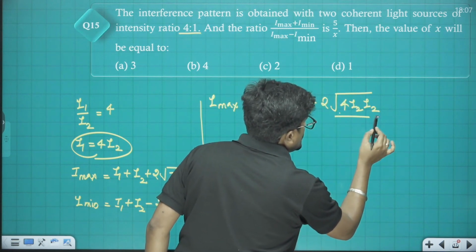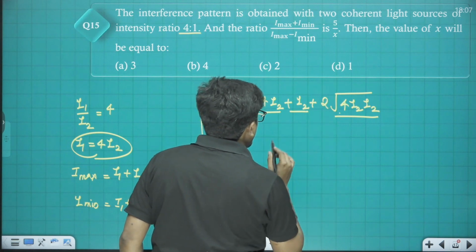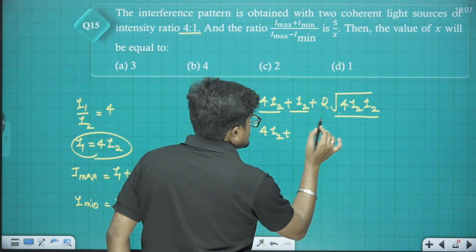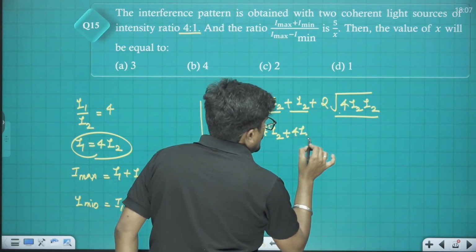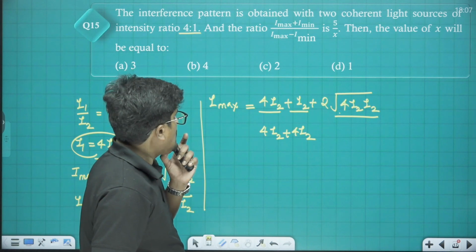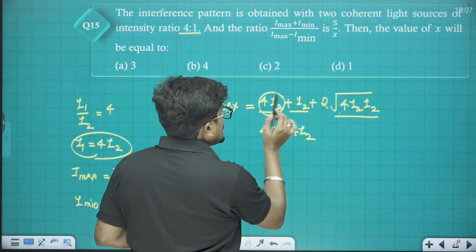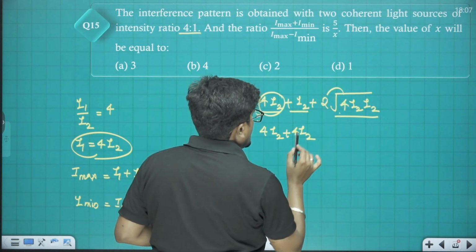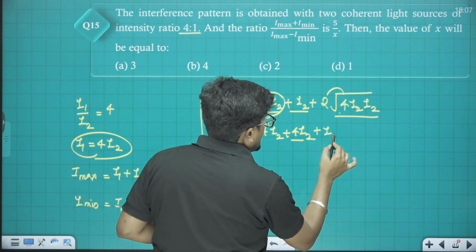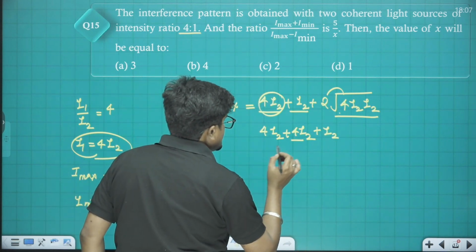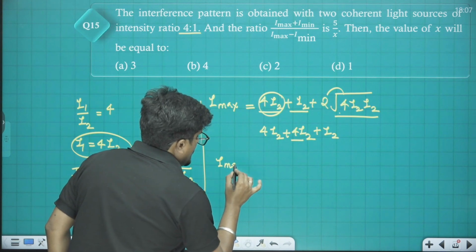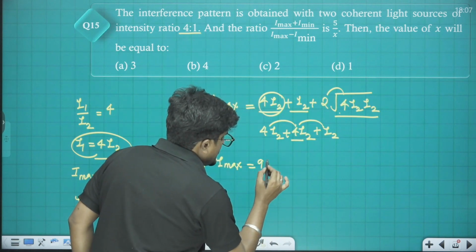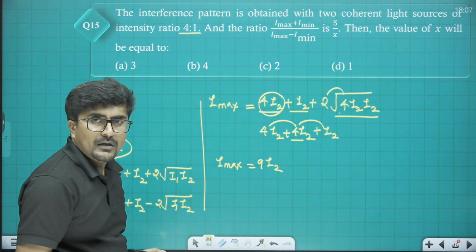And here this is going to be 2I2 only, and 2 to the 4. So here this is 4I2 plus here this is 4I2, isn't it? Fine. So here this was 4I2 and here this is 2 times 4I2 plus I2. So finally Imax equals 4 plus 4, 8 plus 1, it's 9I2. So Imax is 9I2.